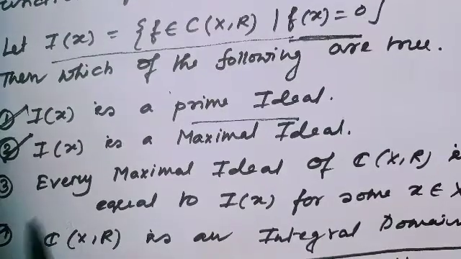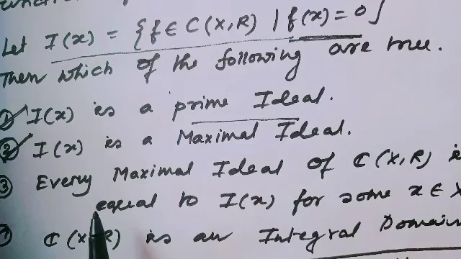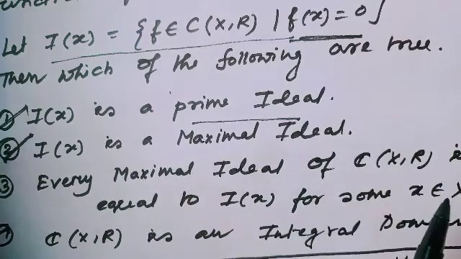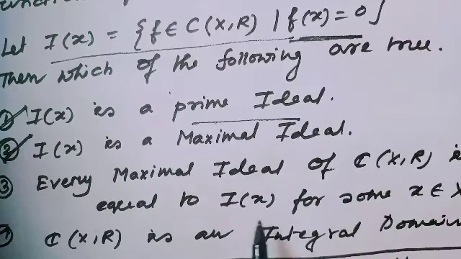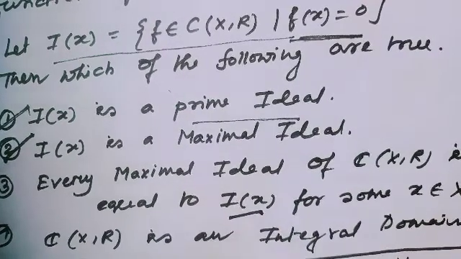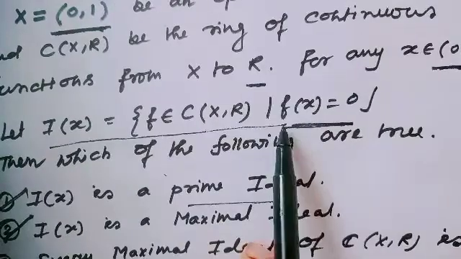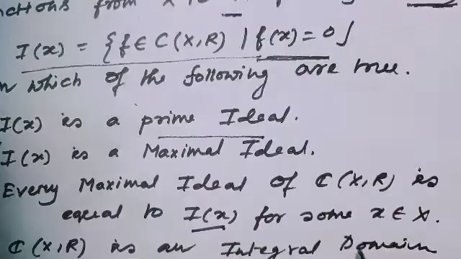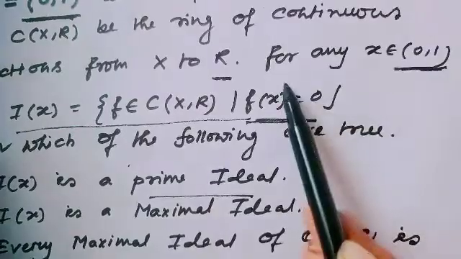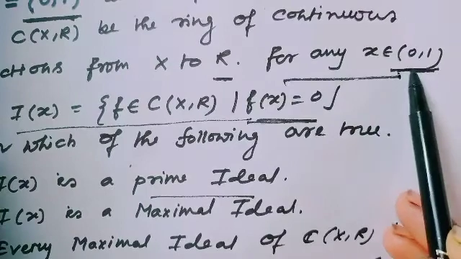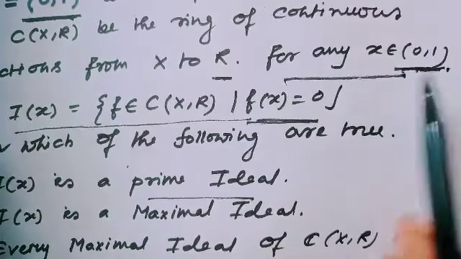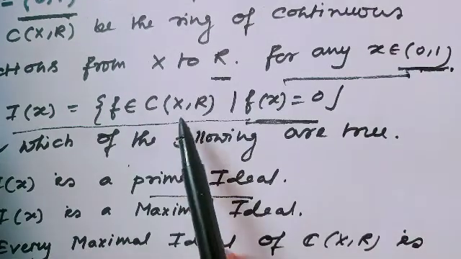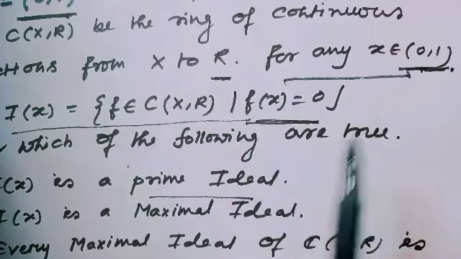And option 3 is very interesting. Here every maximal ideal of C(X, R) is equal to I_x, I_x means this set, for some x belonging to X. What is the set again? Here x belongs to the open interval (0, 1) and I_x equal to f belongs to C(X, R) such that f(x) equal to 0.